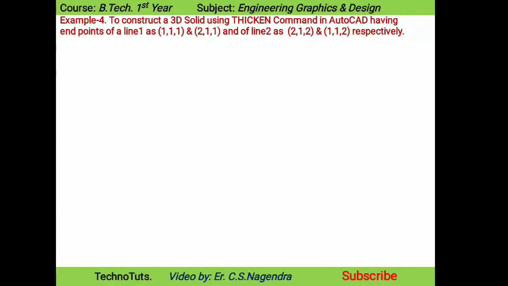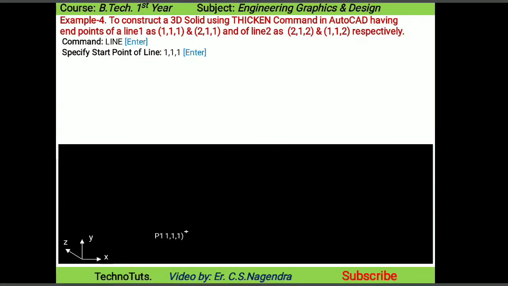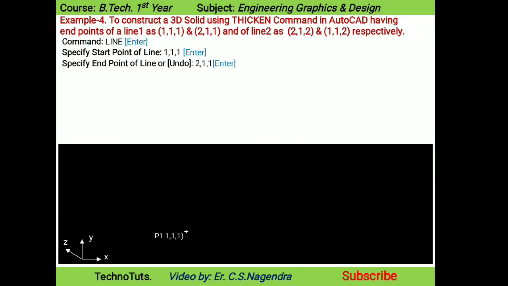Okay, so at the command prompt, type line and press enter key. You will see the viewport will get activated on the screen. Now the computer will ask you to specify start point of line. Type there 1, 1, 1 and press enter key. You will see point P1 will be visible on the screen. The computer will ask you to specify next point or end point of line. So type there 2, 1, 1 and press enter key. You will see point P2 will also be visible on the screen, thus constructing a line from point P1 to point P2.